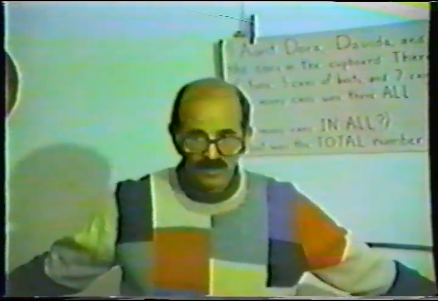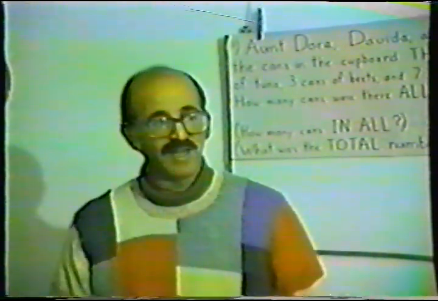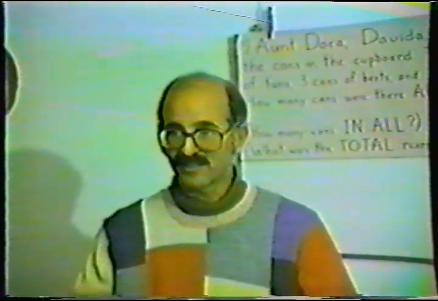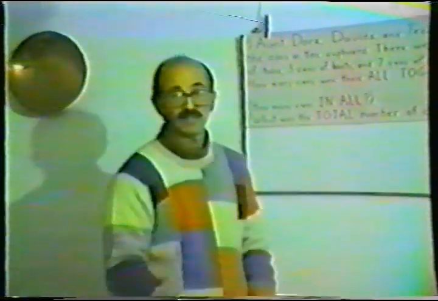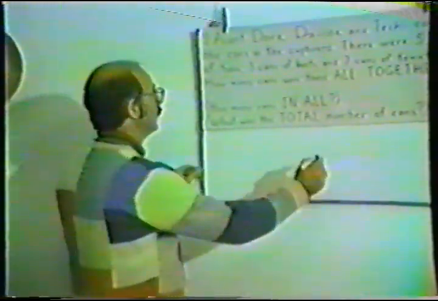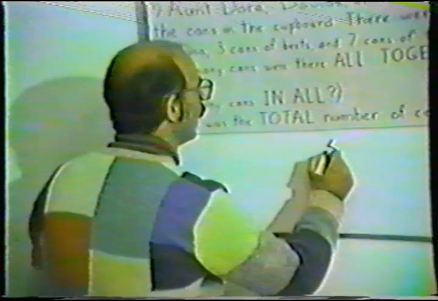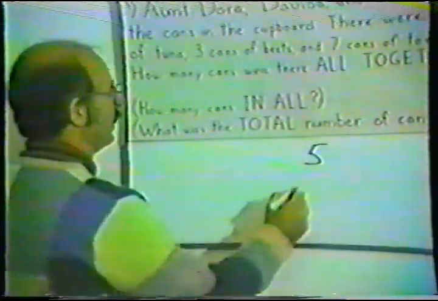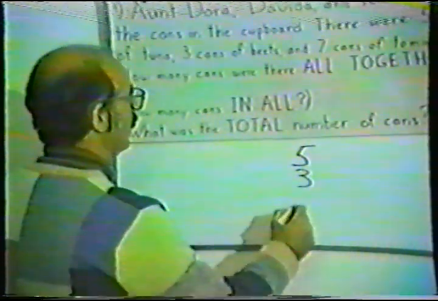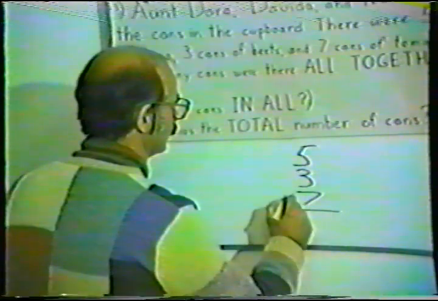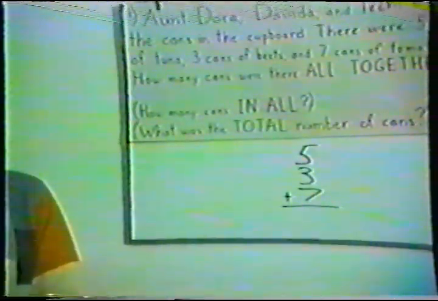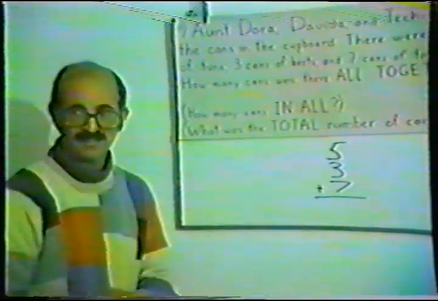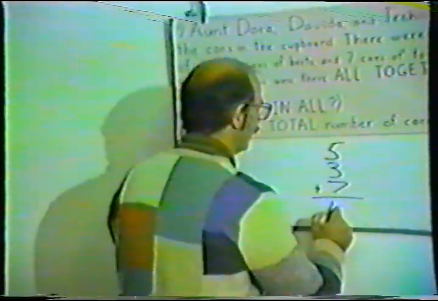It means that we're going to put them together, and what we have to do is add. So that's the kind of problem where we have to add. So let's add them up. We have 5 and 3 and 7. 5 plus 3 is 8. And 8 plus 7 is 15.